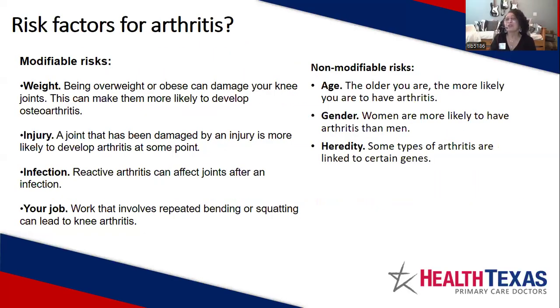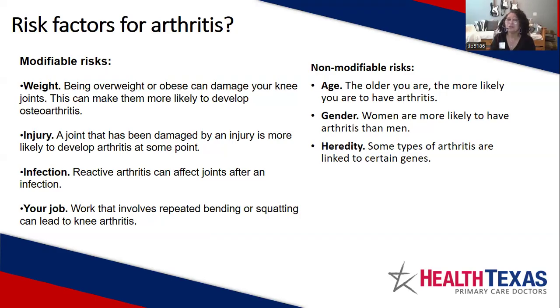So what are the risk factors for developing arthritis? And with this, we're talking about the two most common types, osteoarthritis and rheumatoid arthritis. One, and a very significant risk factor, is weight. Being overweight or obese can cause damage to the knee joints. This can make them more likely to develop osteoarthritis. The body is not designed to carry the weight that's being pressed upon it, especially in the weight-bearing joints, which causes erosion of those joints.